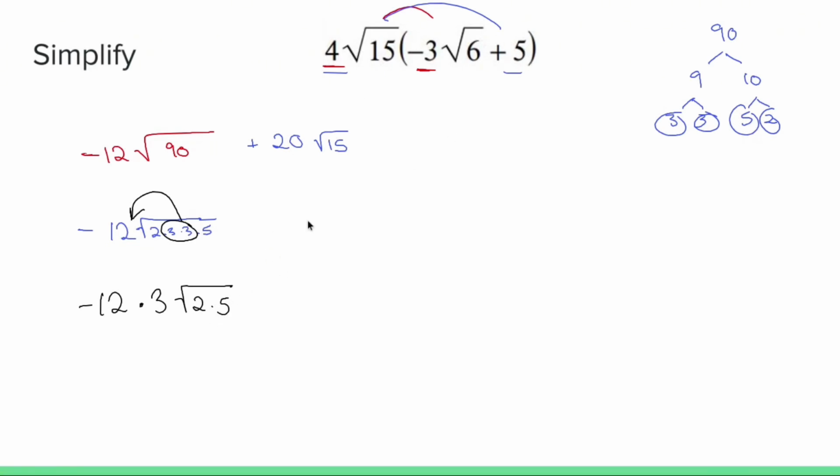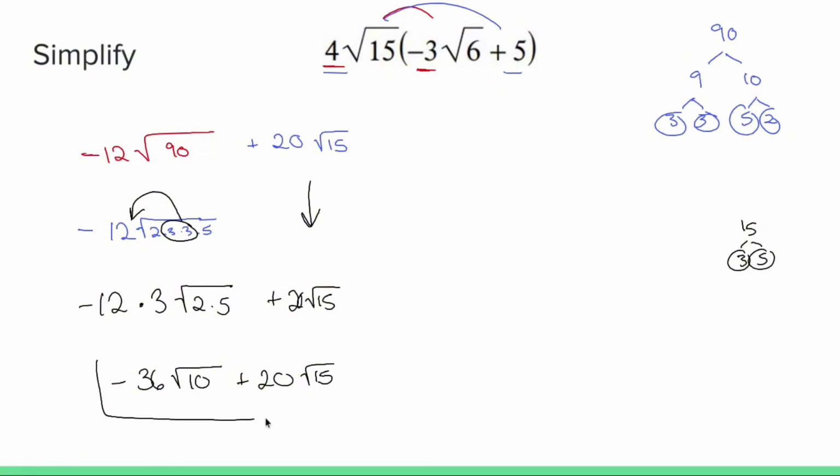Now this square root of 15, if I were to make a quick factor tree, it's going to be 3 and 5. And you should automatically know, okay, well, I can't simplify that then. There's nothing I can do with the square root of 15. So we could just drop that down and keep it 20 root 15. And so negative 12 times 3 is negative 36. 2 times 5 is 10, plus 20 square root of 15. These guys can't combine, so we're done.